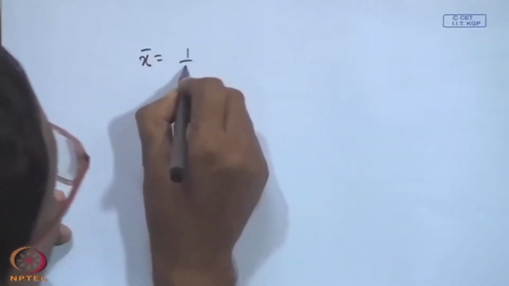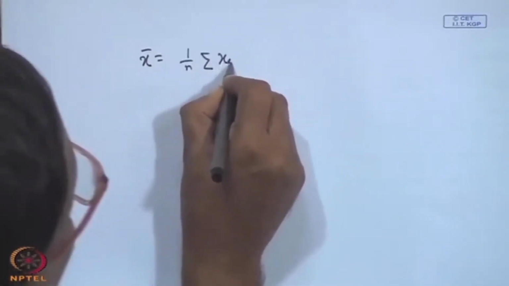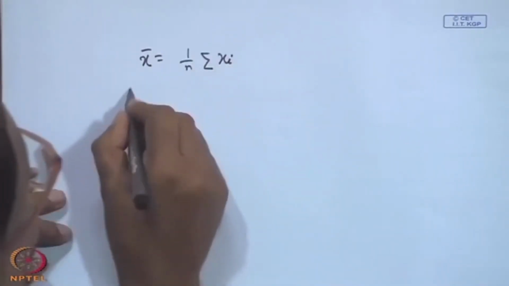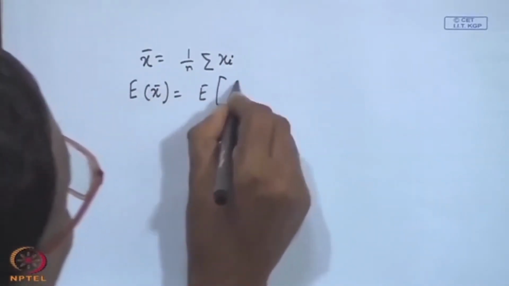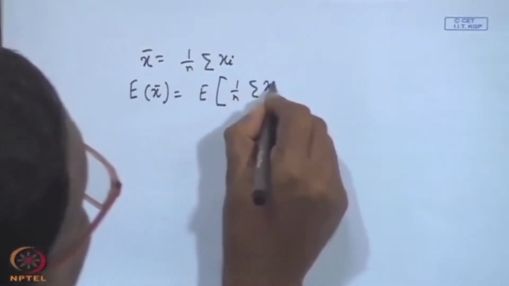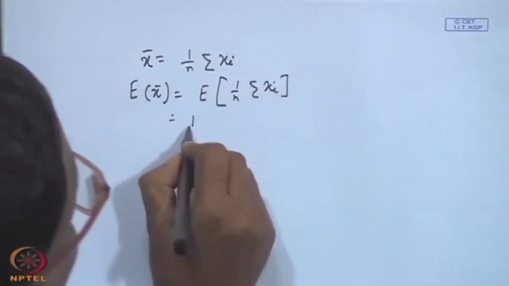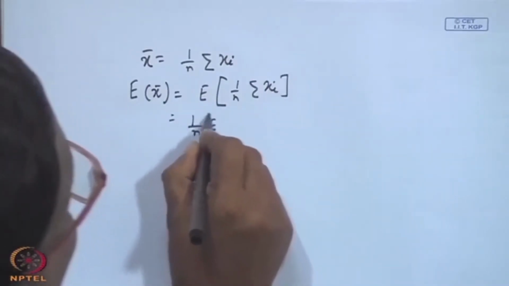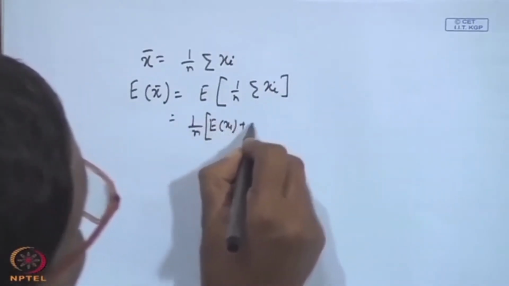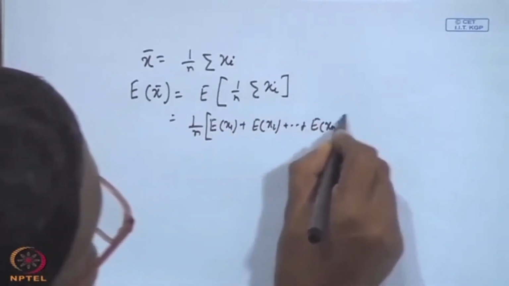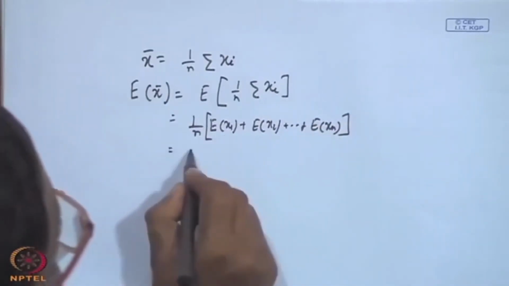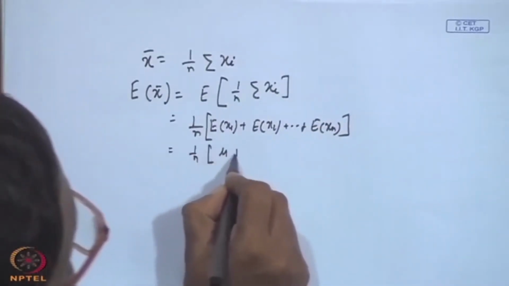When we talk about the distribution of x bar, x bar is 1 by n sum total of xi. Then I asked you what is the expected value of x bar, and you said that it is the expected value of 1 by n sum total of xi. So, that means 1 by n times expected value of x1 plus expected value of x2 plus expected value of xn. What is the expected value of x1? All are mu.